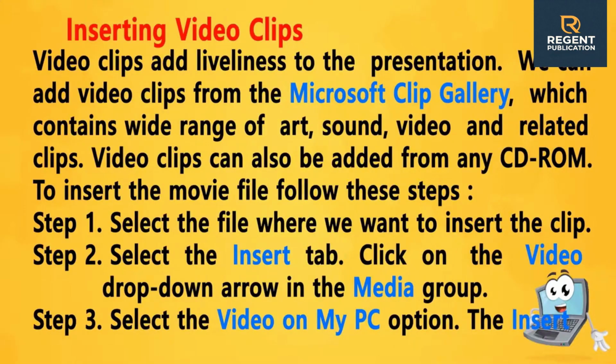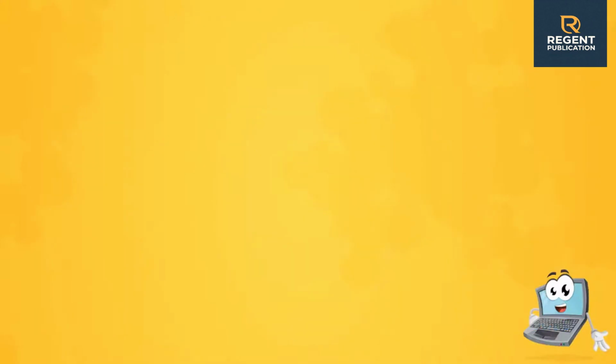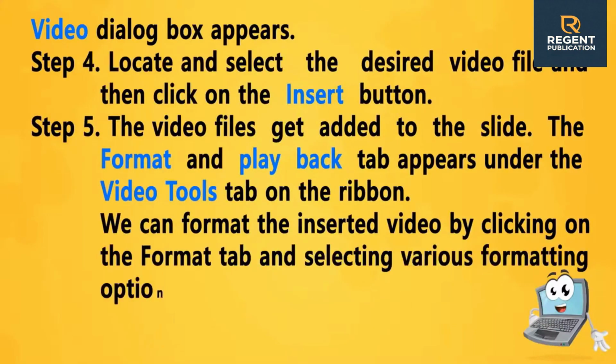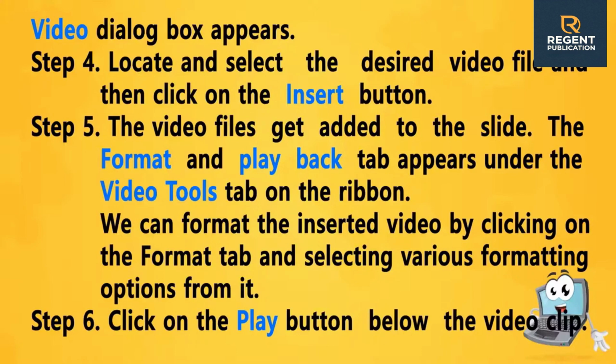Step 3. Select the video on My PC option. The Insert Video dialog box appears. Step 4. Locate and select the desired video file and then click on the Insert button. Step 5. The video file gets added to the slide. The Format and Playback tabs appear under the Video Tools tab on the ribbon. We can format the inserted video by clicking on the Format tab and selecting various formatting options from it.